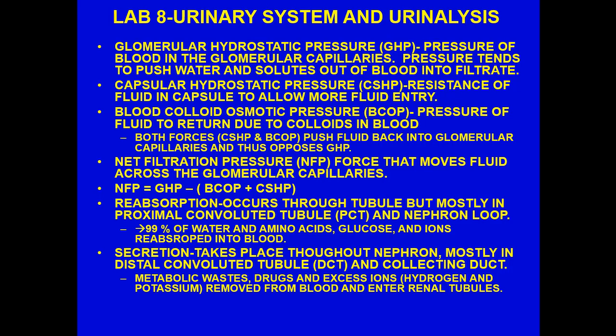CSHP, think about it this way. If you had a plugged nephron, and at the proximal convoluted tubule, let's say there was some sort of blockage right there. So fluid has filled up into the capsule of the glomerulus. That's going to be a strong CSHP. But most of the time you get very little.